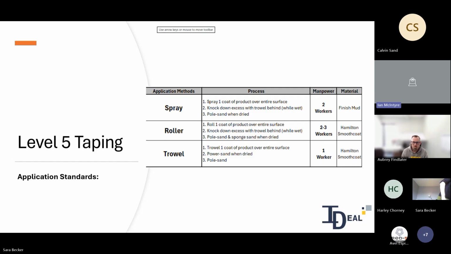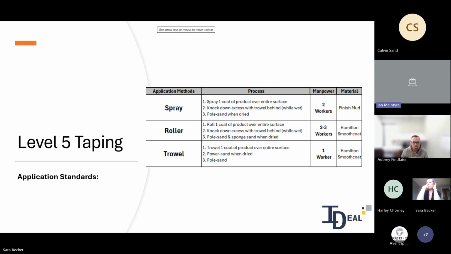So the spray method, essentially you mix your mud, you run it through a high pressure sprayer like you would a paint sprayer with a certain nozzle. You spray it on the wall, and then another worker comes behind and trowels it flat, right? Roller is pretty much the same system where you're using a specific product meant to be rolled onto the wall with a pretty thick roller, and then you have another worker come behind and trowel it down.